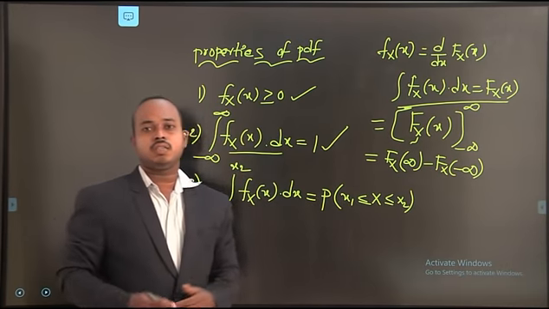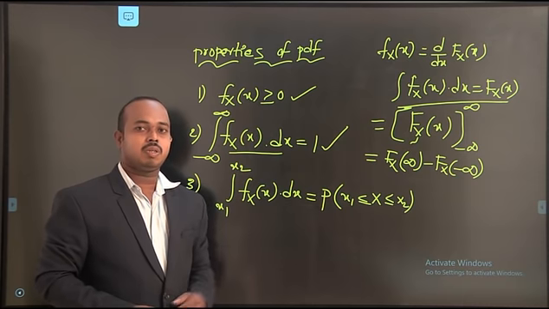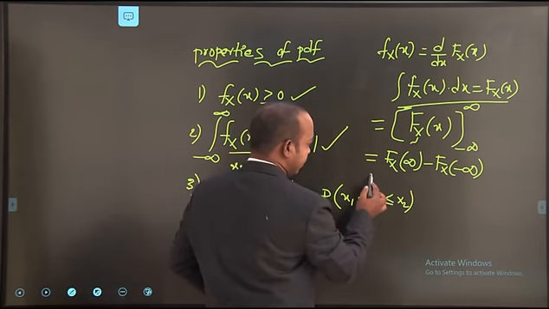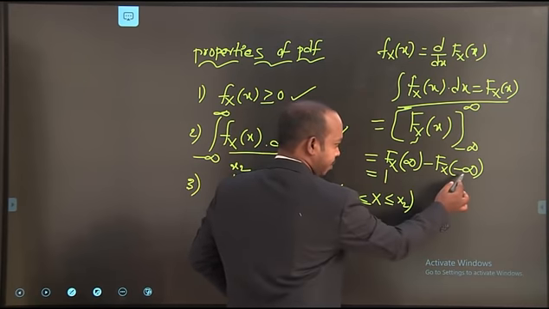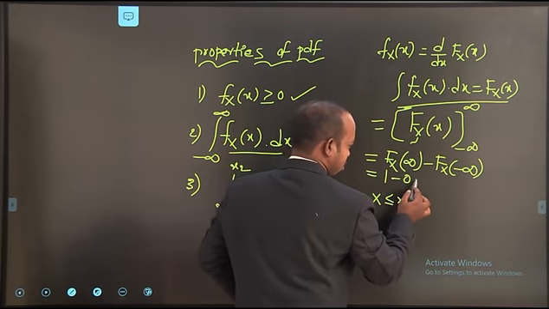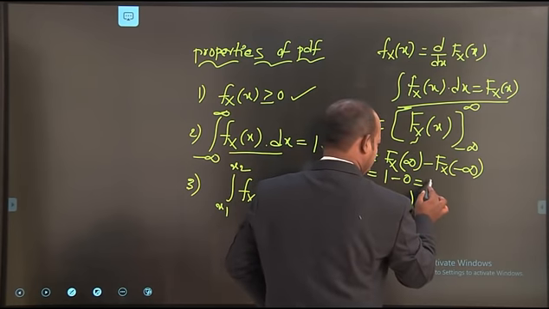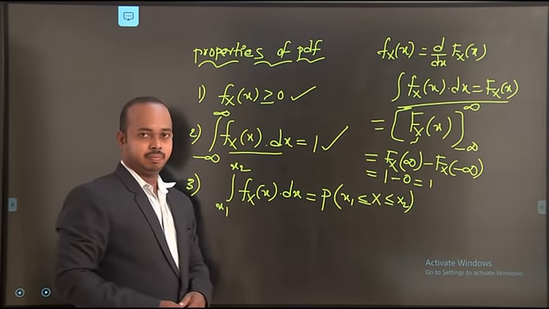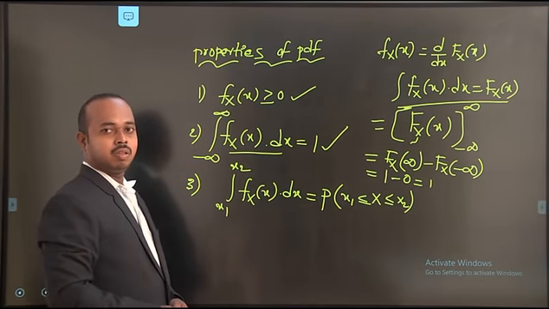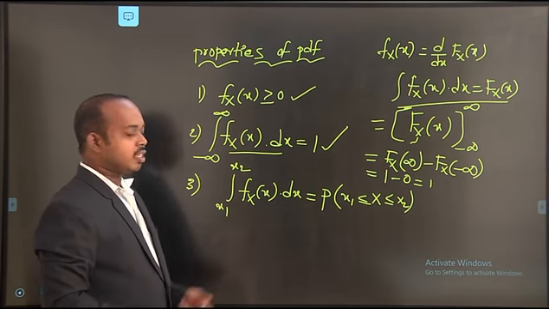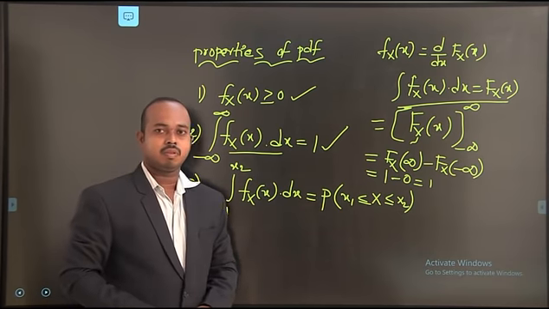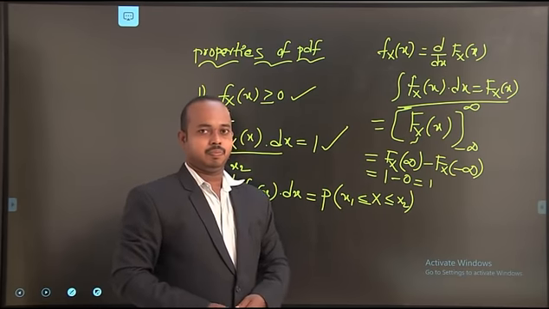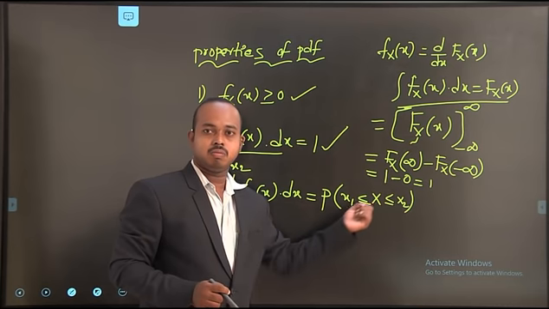Already we know these properties belong to the distribution function. According to the property of the distribution function, at plus infinity the value is 1, at minus infinity the value is 0. Finally we got 1. This is the second property. We are verifying the second property, and finally we have proved the second property.